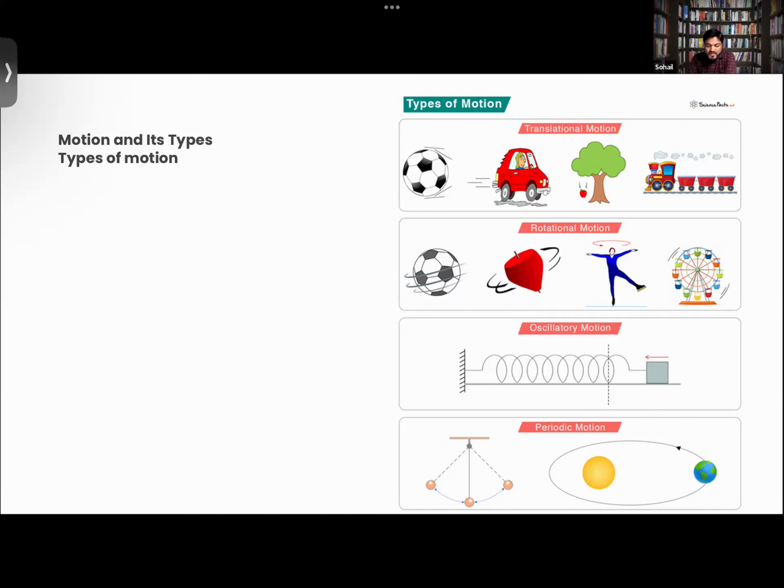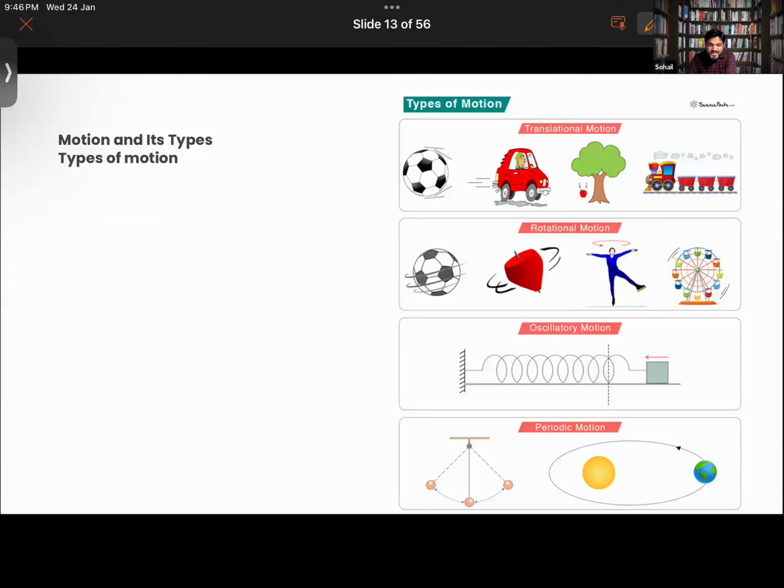Motion is the state of the body in which it is continuously changing its position with respect to time and with respect to a stationary object. Getting it now? Okay, define motion in your own language. Motion is something when an object moves. Motion is basically like a body will either be in two states. Either it will be at a state of rest or it will be moving.